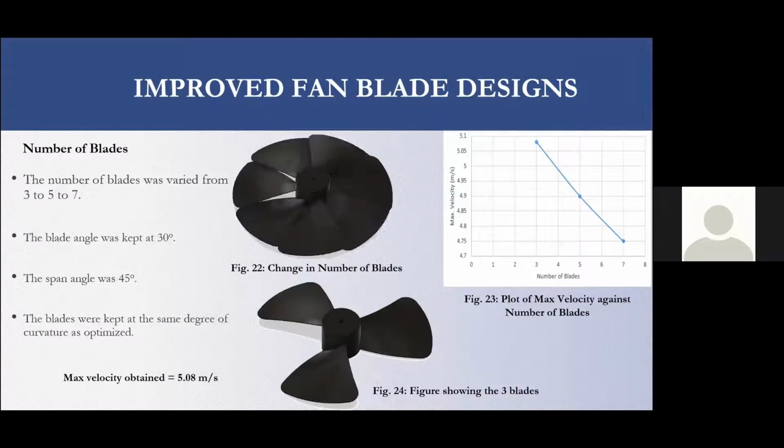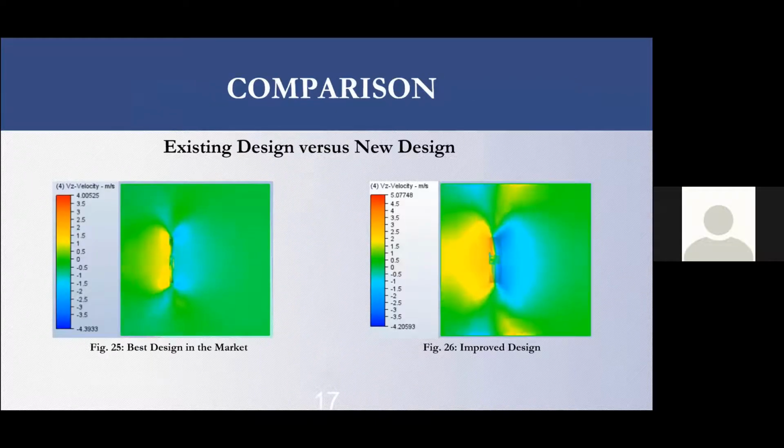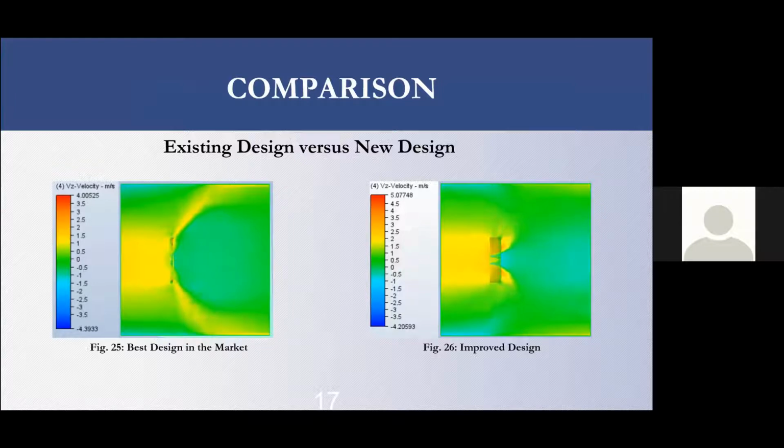Finally, the number of blades. We tested 3 blades, 5 blades, and 7 blades, and we discovered that 3 blades was the optimal number. And then we compared our design versus the best design in the market, and we discovered that our design has beaten the design in the market.